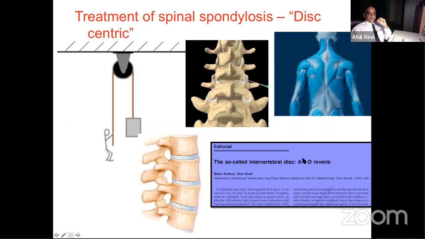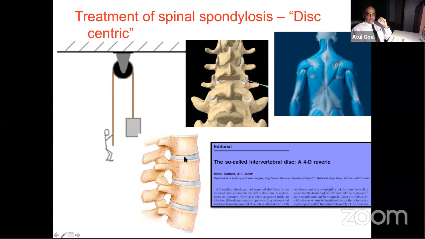If you read the entire literature on spinal spondylosis, the whole literature is disc-centric. It means when you read the article on cervical spondylosis, the first sentence of the article is, disc degeneration is the beginning of spinal spondylosis. This is the sentence.